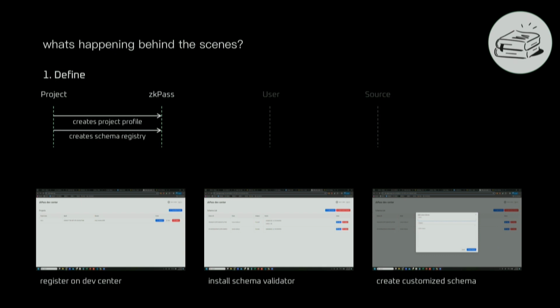So now let's figure out how everything works in the backend. So from a builder's perspective, zkPass works in 3 simple steps. So it's define, retrieve, and verify. So going from define, you need to define the scope of data that you want from the user. So what you got to do is first, you got to register on the dev center that we have.